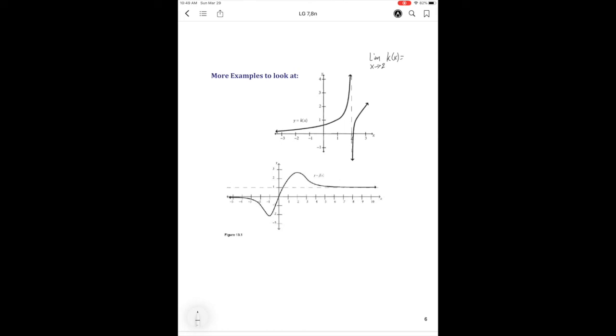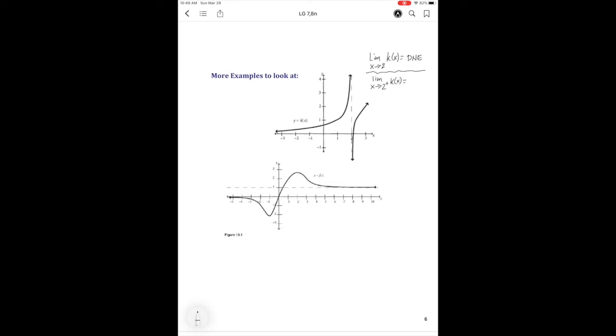Okay, so if we look at this function, we know that if we come on the left side, it is going to positive infinity, and if we approach on the right side, it's going down. So they're splitting. So this does not exist. So let's break it into one-sided parts. So let's say the limit as x is approaching 2 from the right side. Okay, what do you think the answer would be?